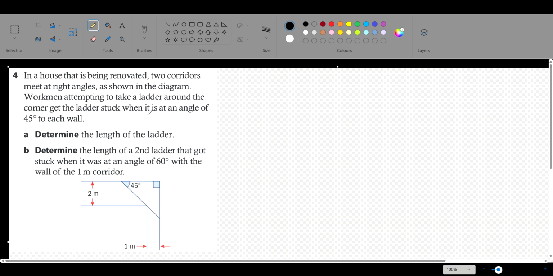Determine the length of the second ladder that got stuck when it was at an angle of 60 degree with the wall of 1 meter corridor. It makes angle 60 degree with the wall of 1 meter corridor. It means that here it is 60 degree. This time it is stuck when it is making an angle of 60 degree with the wall of 1 meter corridor.